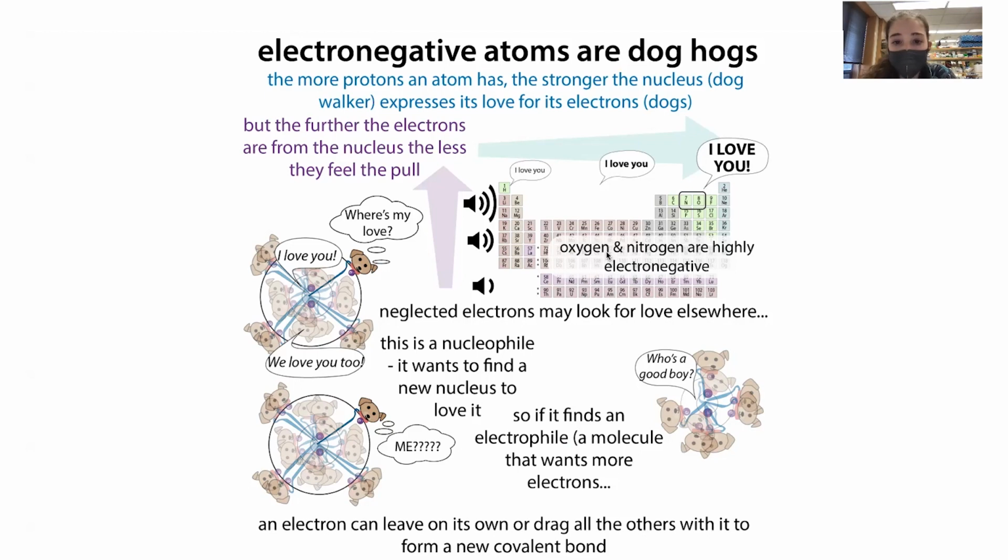So we can have these trends. As you go across the periodic table, the elements are differing by a proton. If you add more protons, you have a stronger dog walker, a stronger leash. You have more of that positive pull on those electrons. But as you go down, you're adding a shell of electrons in between. You're going to get this shielding, and the valence electrons are farther away, and they're going to feel the pull less. So they're going to be more reactive.